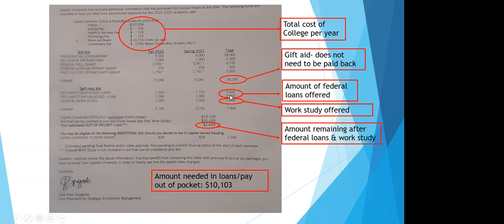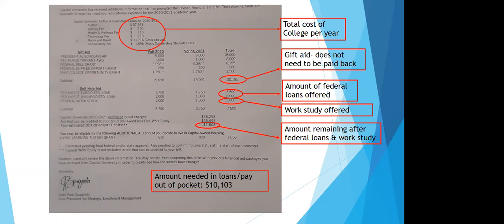They were offered the $5,500 in federal Stafford loans. And so they estimated that the $30,000 plus the $5,500 in loans plus the $2,000 in work study would leave this student paying about $2,600 out of pocket. Well, that included the work study and it included the federal loans. So in actuality, you'll see here at the bottom, if you take the gift aid and subtract that from how much it would total to live on campus, she would need to pay $10,103 out of pocket.